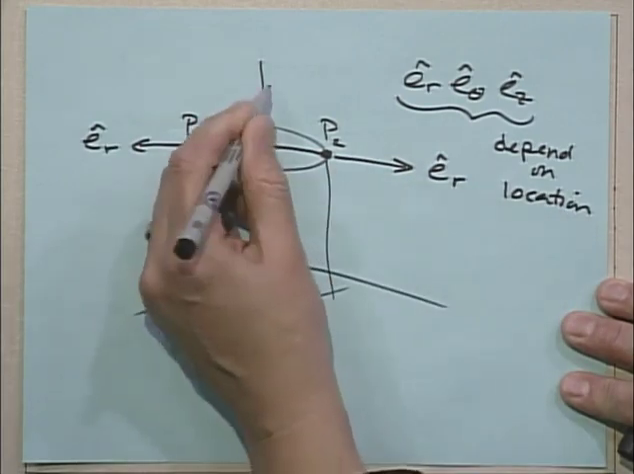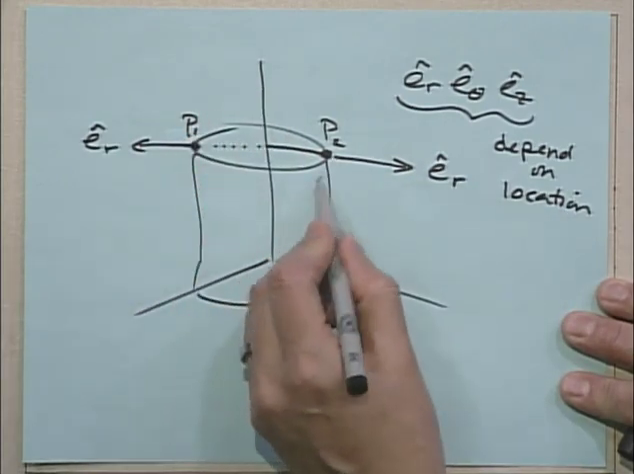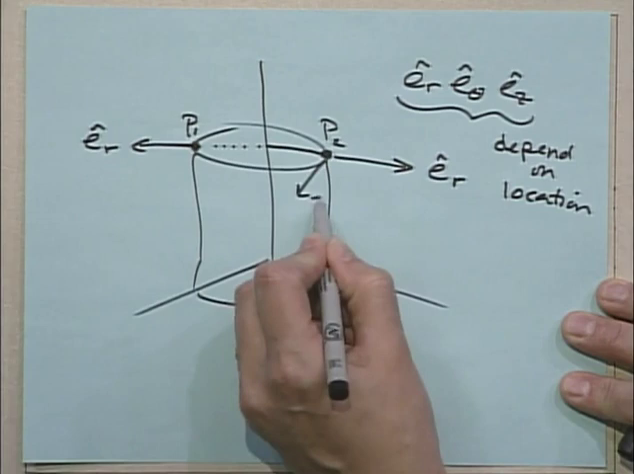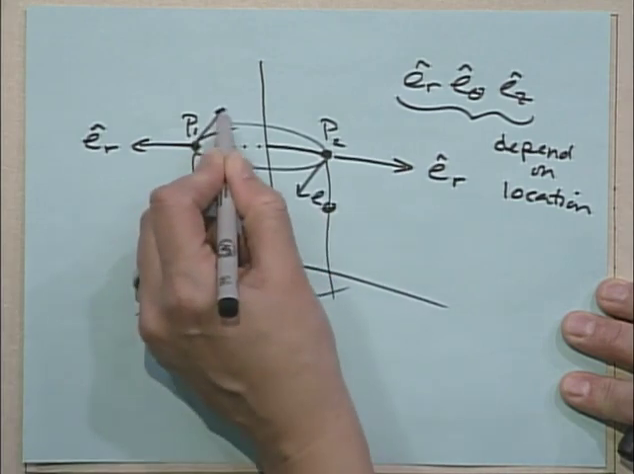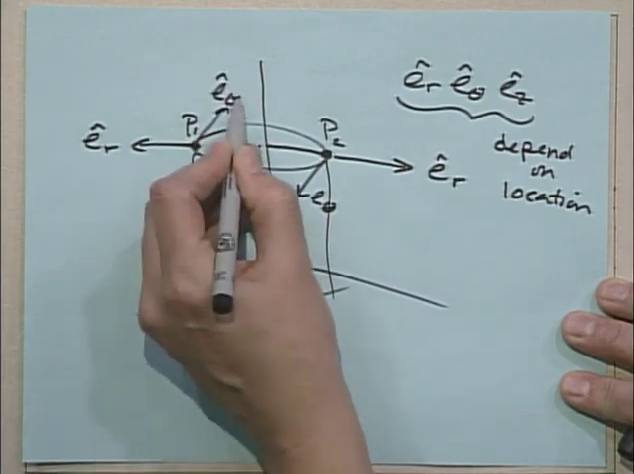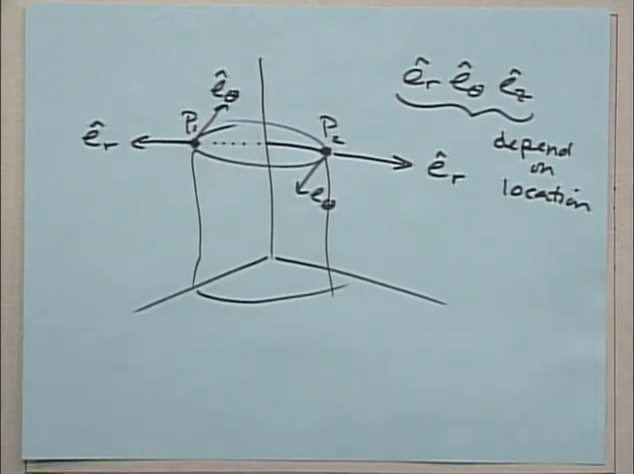Z does not. Z always points up, but theta also depends on location. So depending on the point you're talking about, the direction of the coordinate basis vectors is different. And that's going to give us indigestion when we start doing derivatives. That's why for our Einstein notation, we limit ourselves to the Cartesian coordinate system.